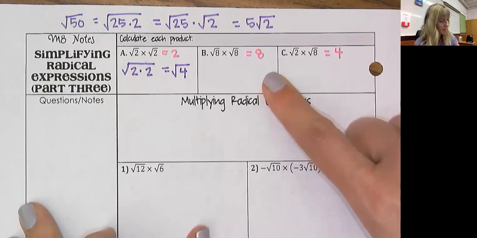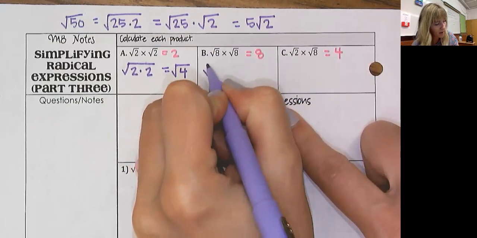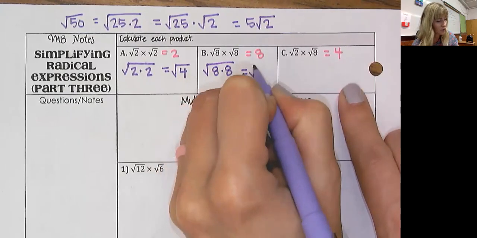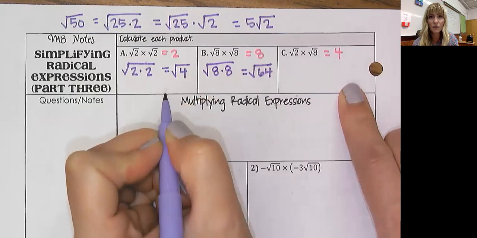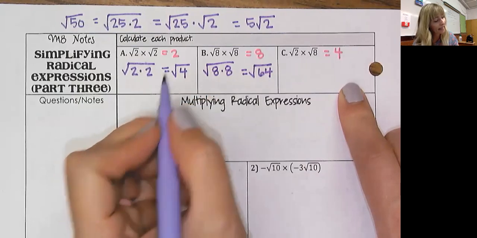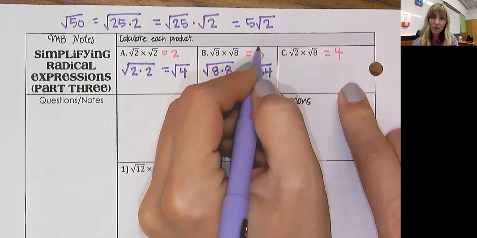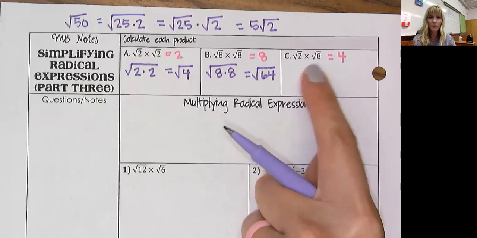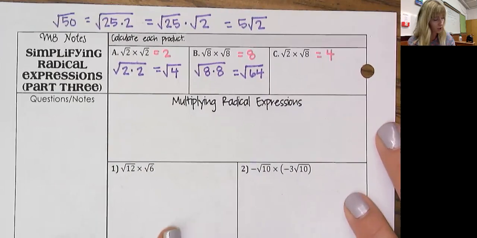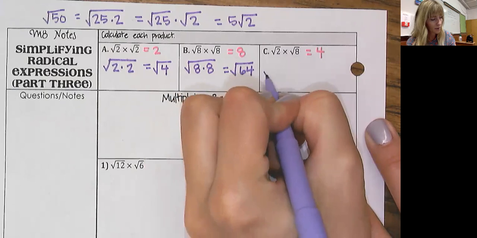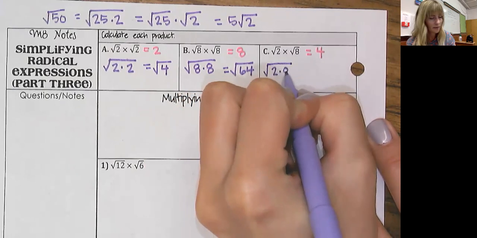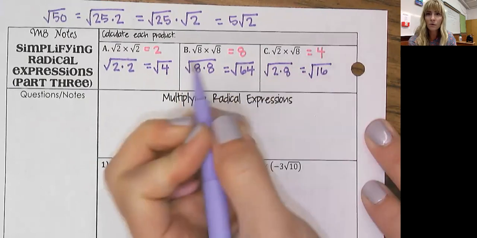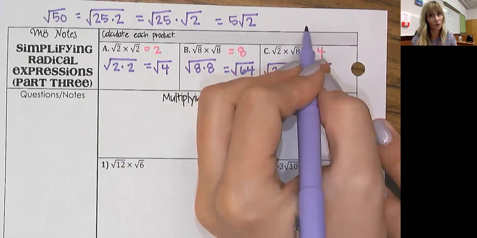Watch what happens on this one. If I just put these back together under the same radical, 8 times 8, and actually do that multiplication, square root of 64, what is the square root of 64? It is, of course, 8. Why? Because 64 is a perfect square. So that's what's really happening there. Well, what about this one? What about when you change things? Can you still do that? Watch. Put them back together underneath the radical, 2 times 8. Do that multiplication. 2 times 8 is 16. And what do you know? Square root of 16 is 4.